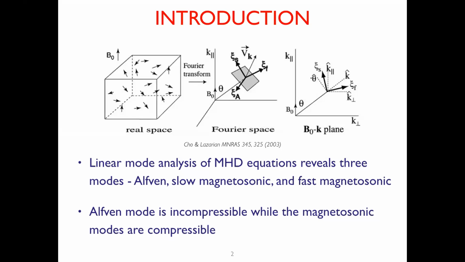The Alfvén mode has a displacement which is perpendicular to your wave vector and your background magnetic field. In the figure on the right-hand side, you will see that the displacement vectors for the slow and fast modes are in the plane of the wave vector and the magnetic field, and they can change depending on your plasma beta. The Alfvén mode is incompressible because its displacement is perpendicular to the k vector, whereas the slow and fast modes are compressible because their displacement has a component along the wave vector.